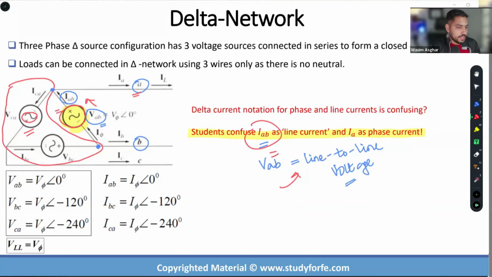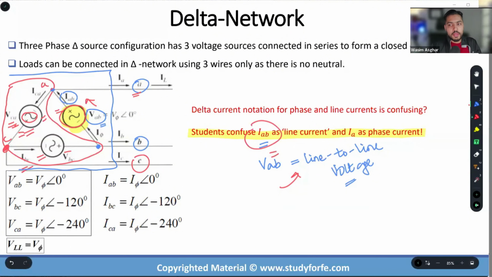In terms of head to tail, the positive terminal of this one is connected to the negative terminal of this one, and the positive to the negative, and so on. This terminal is C, and this point is A. So this becomes VCA, and the current pumped by this generator is ICA, and then IBC, and so on. Starting from the labeling of voltages and currents is extremely important.